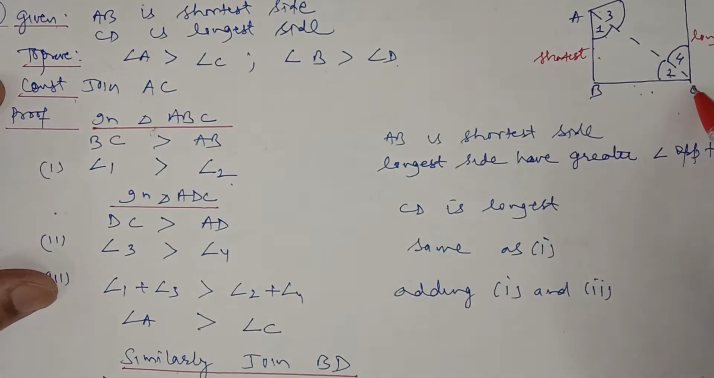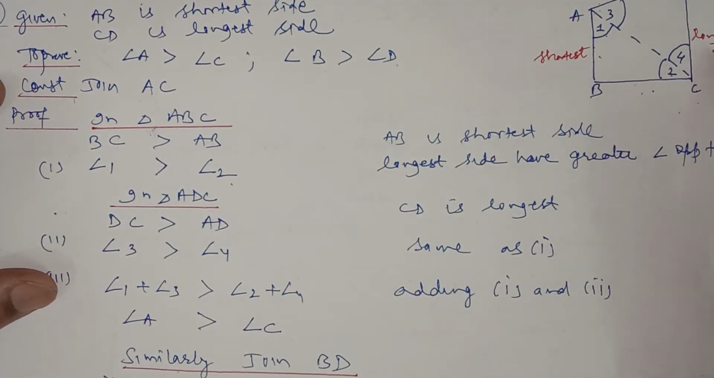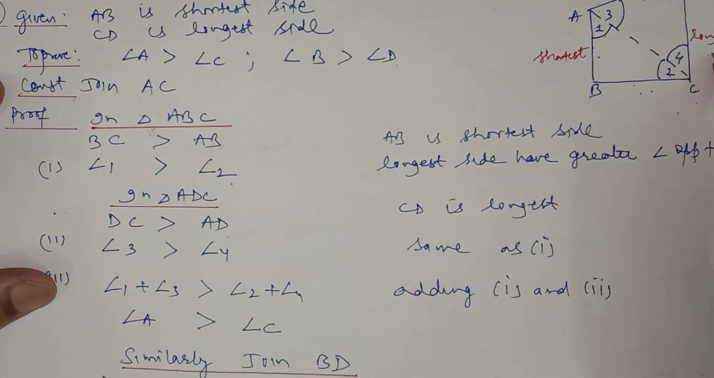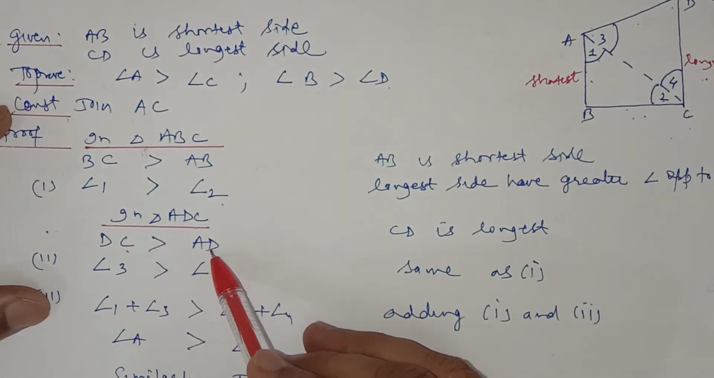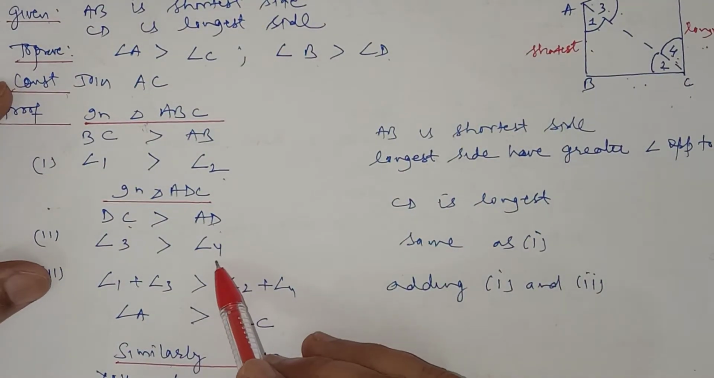Now in triangle ADC, because CD is the longest side, we can say that DC will be longer than AD, because CD is the longest side in the quadrilateral ABCD. Now DC is longer than AD, so the angle opposite to DC is angle 3 and the angle opposite to AD is angle 4. So we can say that angle 3 is greater than angle 4.